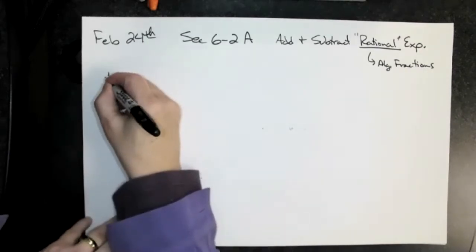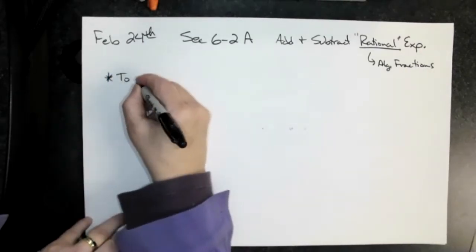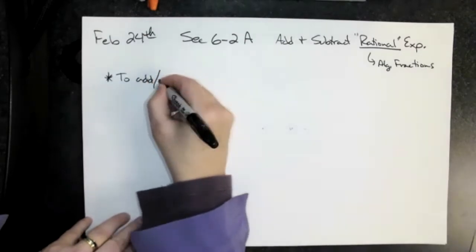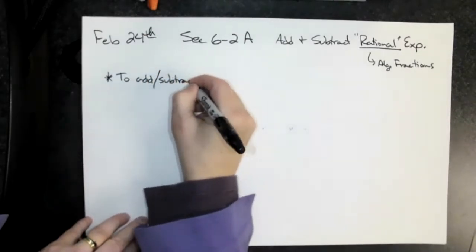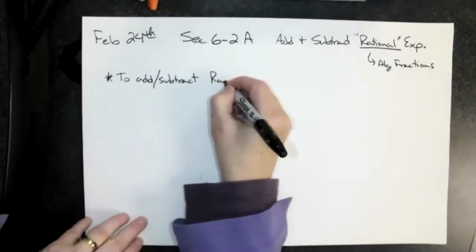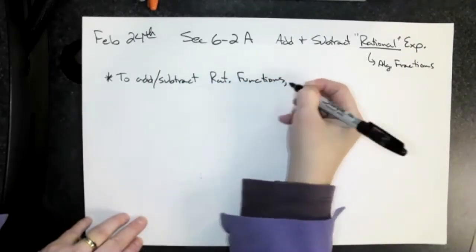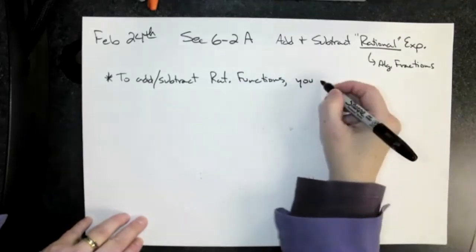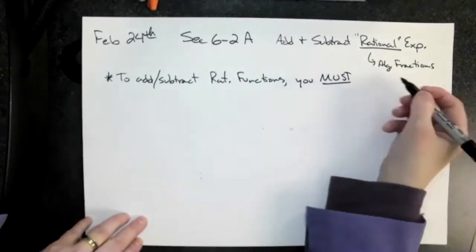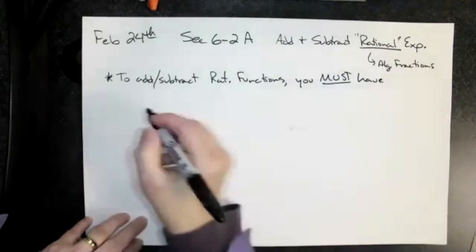Okay, so let's write that down. To add or subtract rational functions, you must have common denominators.